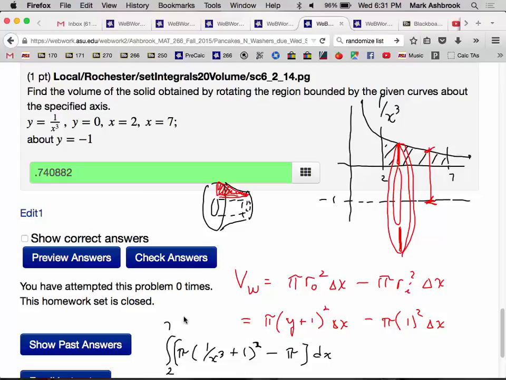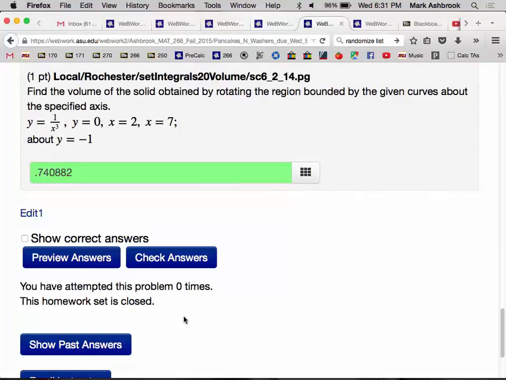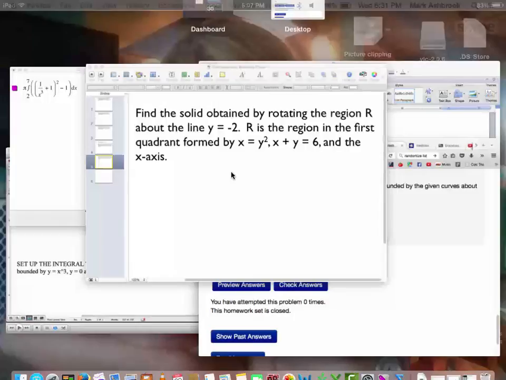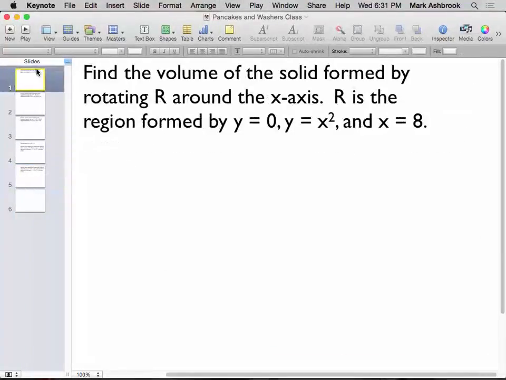Okay. So let's start the new stuff here. So last time we started with this one. So let's draw this one again. Take a different take on it.